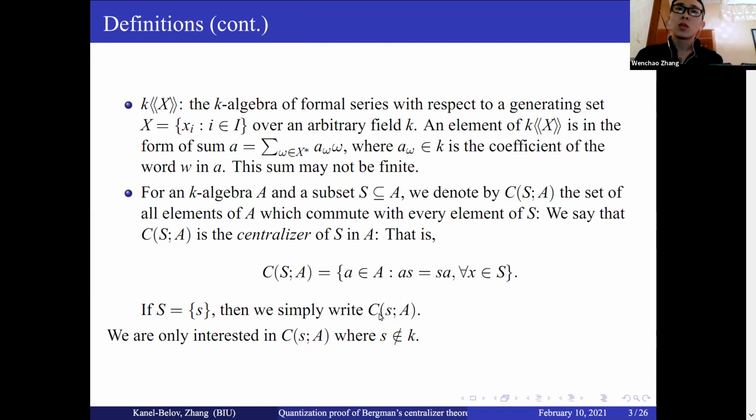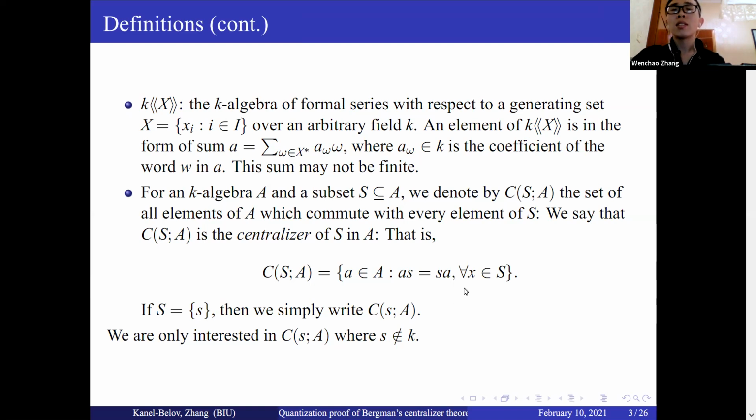Usually we are only interested in the so-called non-scalar, or non-constant, element s, because if s is in the base field K, then everything commutes with s, right? Because it is like the coefficients, it commutes with other elements inside the free associative algebra or the algebra of formal series. It's the same case.